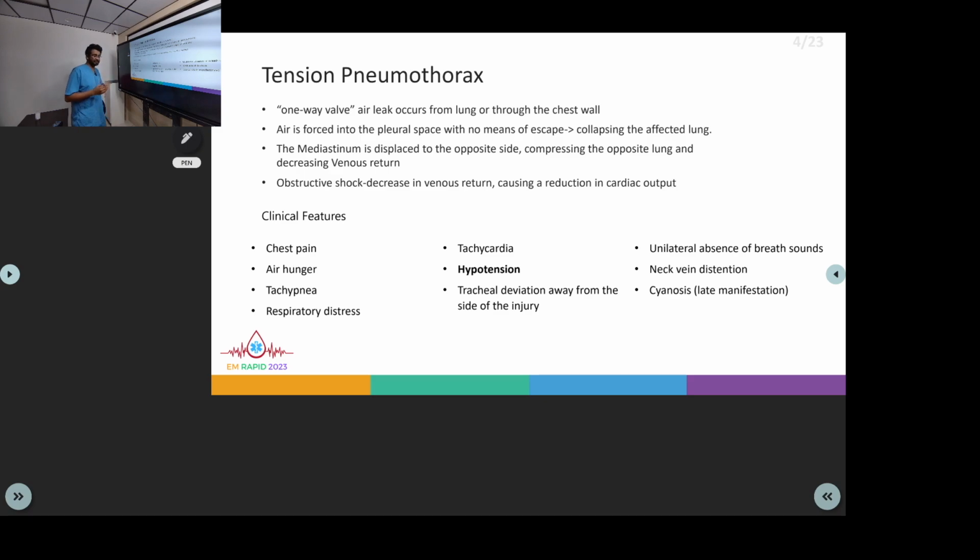The main clinical feature of tension pneumothorax is hypotension. Other than that, the patient might have chest pain, air hunger, tachypnea, respiratory distress, tachycardia, and the tracheal deviation will be away from the side of the injury. Also the patient's neck veins can be distended due to the mediastinal shift, and there will be unilateral absence of sound when we auscultate the patient. Cyanosis can be seen, but as a late manifestation.